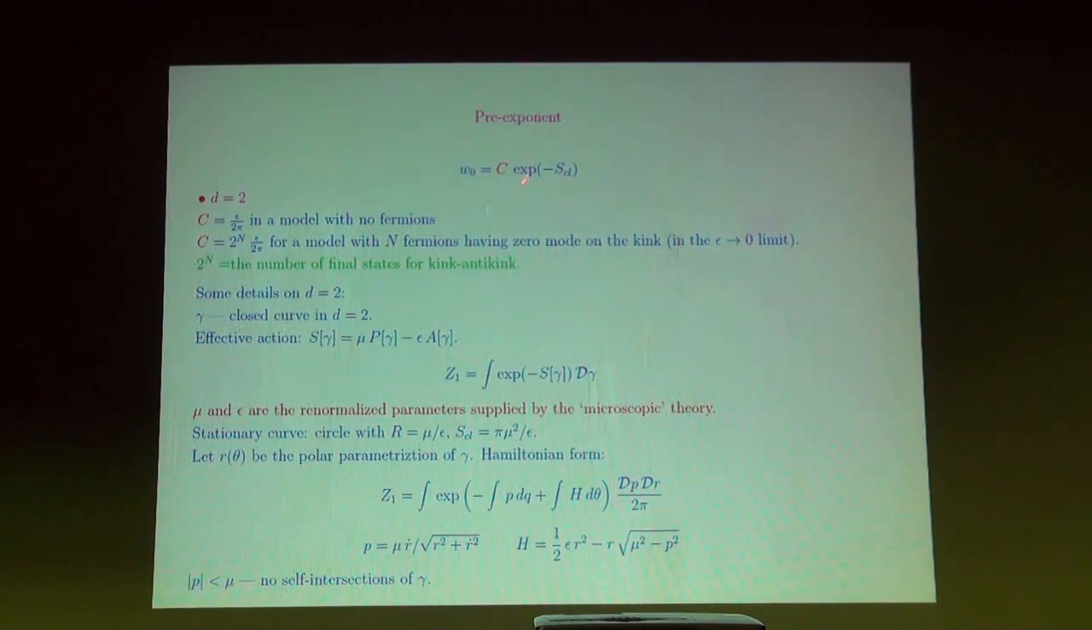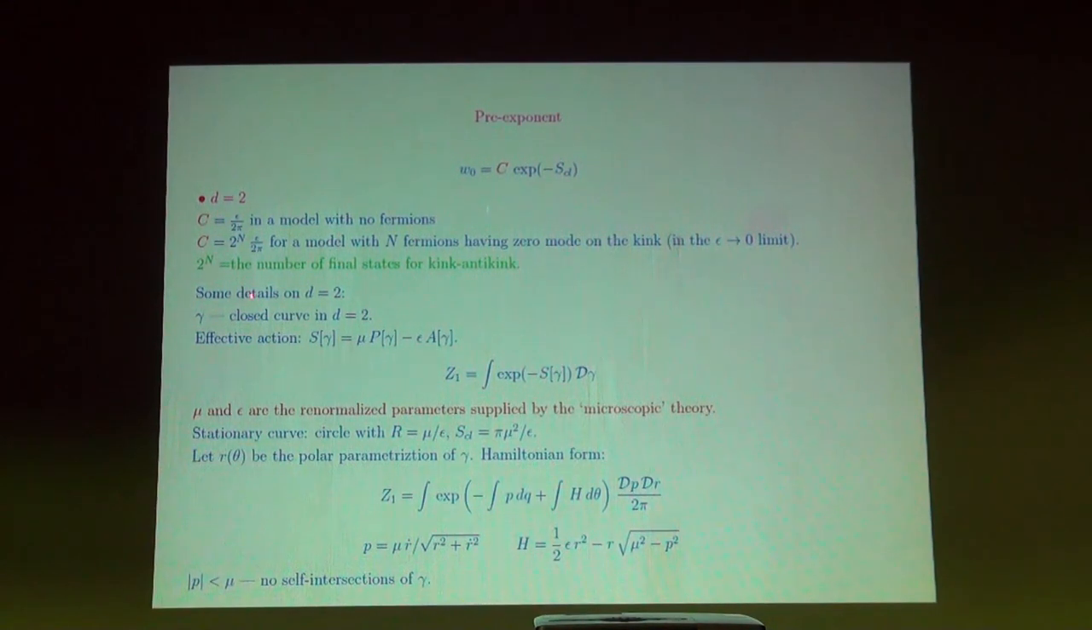The pre-exponential constant in the rate per unit time per unit volume has the dimension of mass to the power of the dimensionality of the space-time. So in two dimensions, actually, it can be calculated in a model-independent way. And it does not depend on details of the potential. It depends only on the energy difference between the false and the true vacuum, and it's proportional to this parameter epsilon.